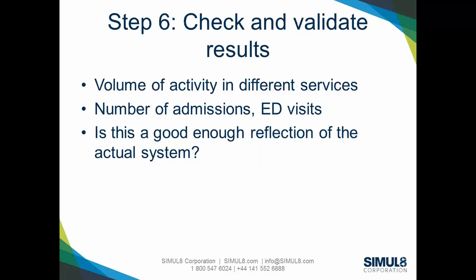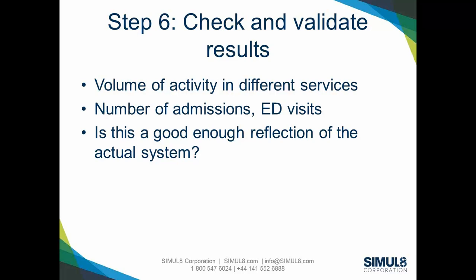So we've been looking at and checking our results to validate them, looking at the volume of activity in each of the different services with the question: is this a good enough reflection of the system? Do I trust this enough that I'm now going to run some new scenarios? And really, if it's not good enough, then you might want to go back and check your population. You might want to check the flows of activities through.